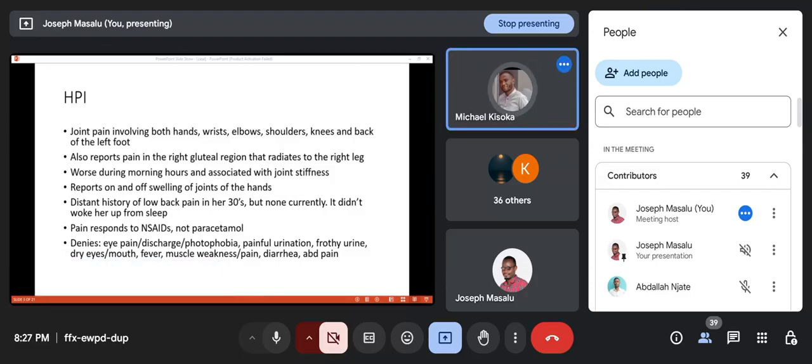Okay, so for a 47-year-old female, we have a joint pain which involves small joints. It looks like it's bilateral because it's written hands, wrists, elbows, shoulders, knees, and back of the left foot. So the joint pain involves both small joints and large joints, and for this pattern of involvement, which is symmetrical, at this particular point in time, I'll put rheumatoid arthritis top on the list, given that she's a female of 47 years old with chronic joint pain.